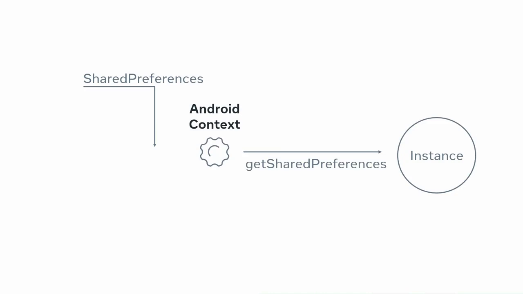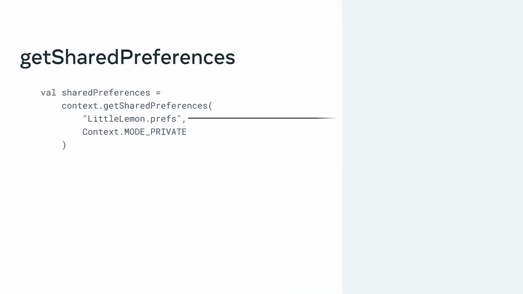To use Shared Preferences in your app, you must first obtain an instance of it. You obtain an instance of Shared Preferences by calling getSharedPreferences on any Android context, such as the application, an activity, or a service. This function takes 2 arguments, the name of the file that stores the preferences and an operating mode flag. The first can be any valid file name, and the second is commonly set to 0 or context mode private, which means the file can only be accessed by applications sharing the same user ID as the current app. Other modes allow read or write access to all apps.